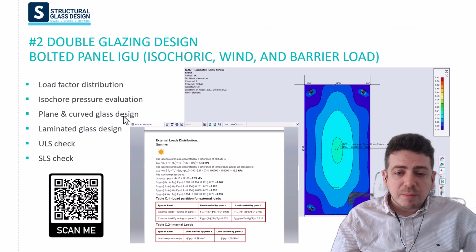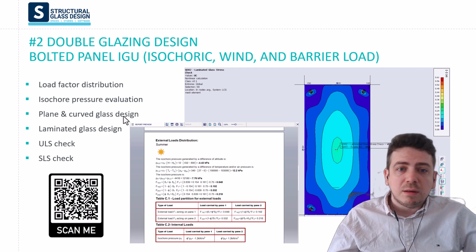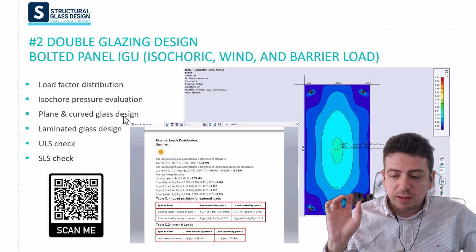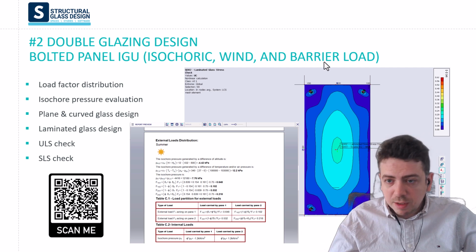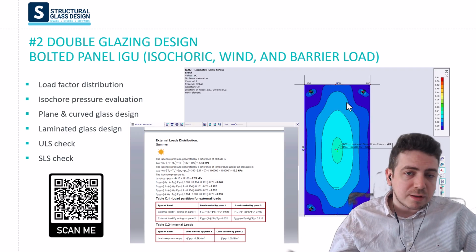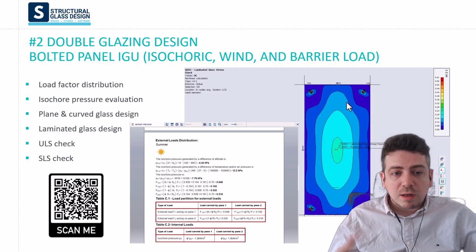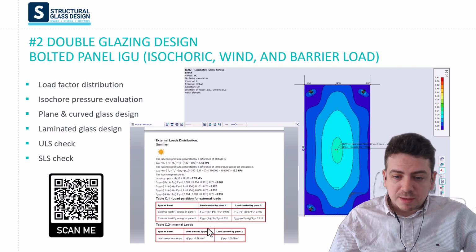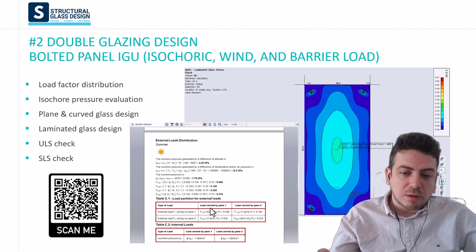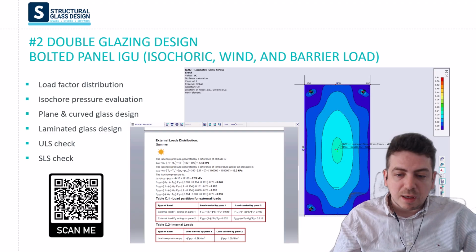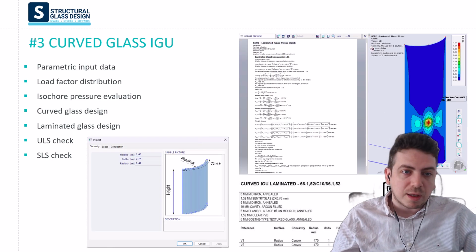Here is another example with double insulated glazing, this time fixed with point supports, which you see here generates some stress concentrators. Again, you can scan the QR code to download these worked examples, and you can also preview here how it looks, the load partition between the panels and the automatic calculation of the isochoric loads.